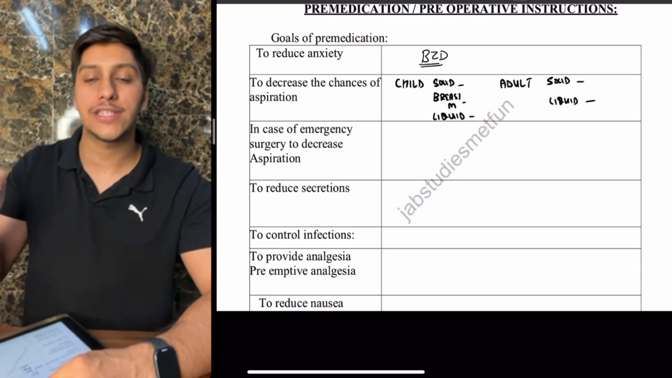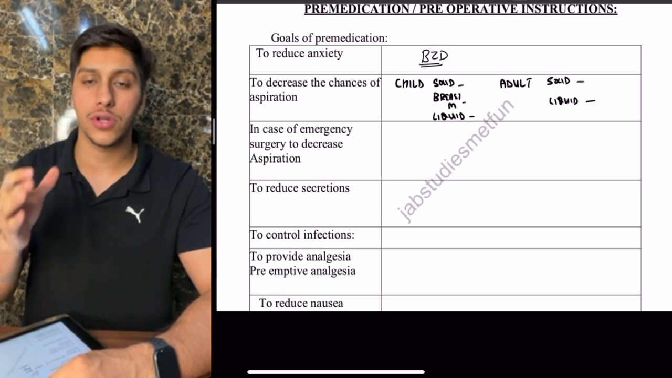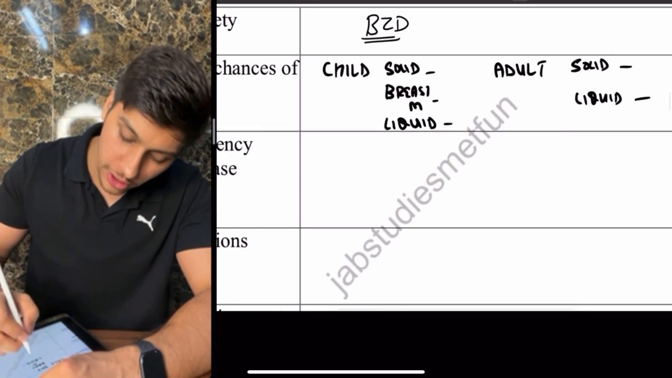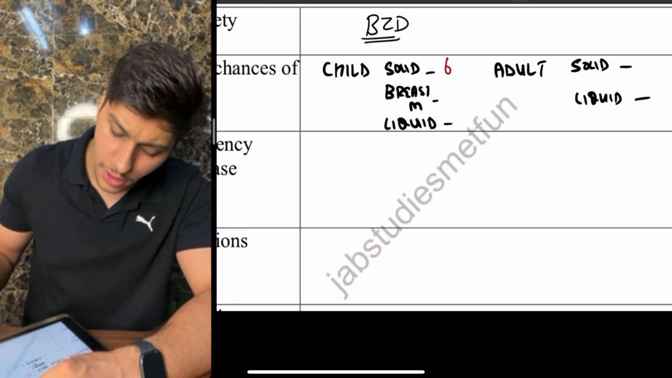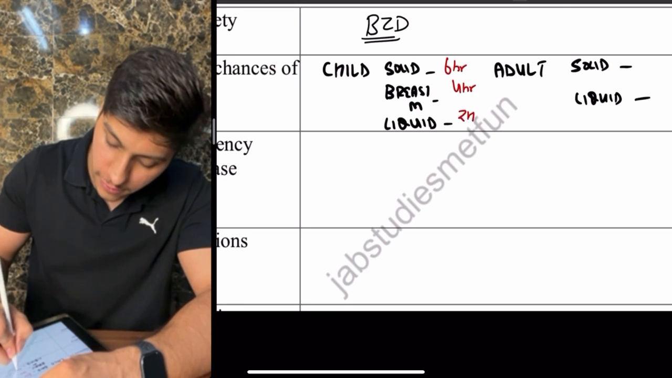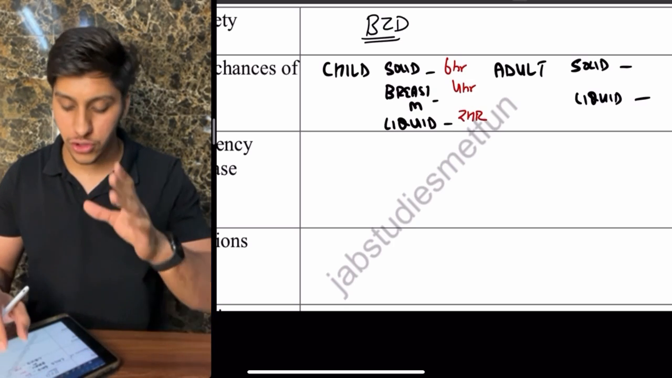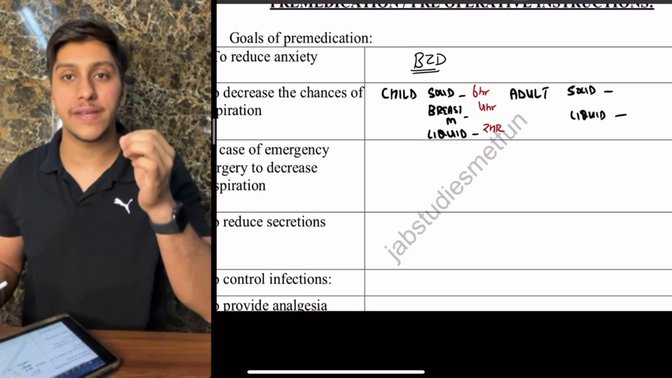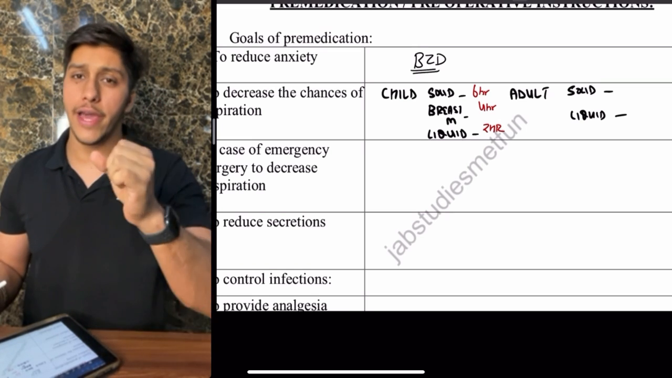To decrease the chance of aspiration, you know that we have to ask them to stop the fluids and solids. At what time? In children, you have to stop the solids by 6 hours, breast milk by 4 hours, and liquid by 2 hours. To prevent the risk of aspiration in children, solids by 6 hours, breast milk by 4 hours, and liquid by 2 hours.